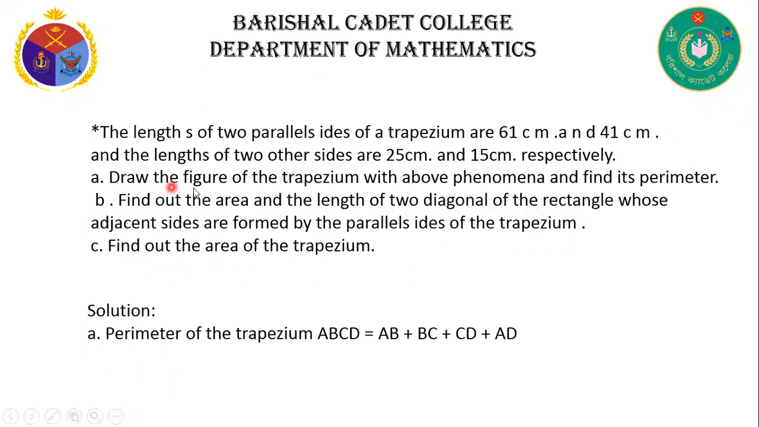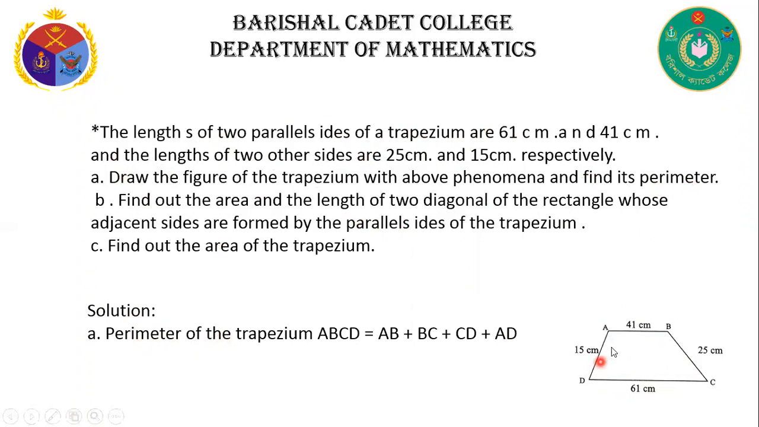Now first we draw the figure of the trapezium, with the above information. So this is our required figure. Here it is given that the lengths of the two parallel sides are 61 centimeter and 41 centimeter, and the lengths of the other two sides are 25 centimeter and 15 centimeter. And find its perimeter.